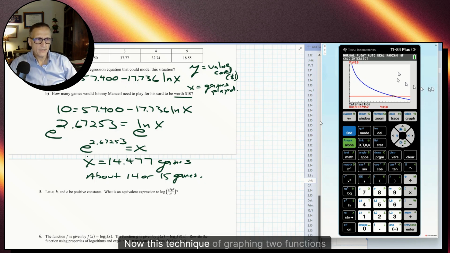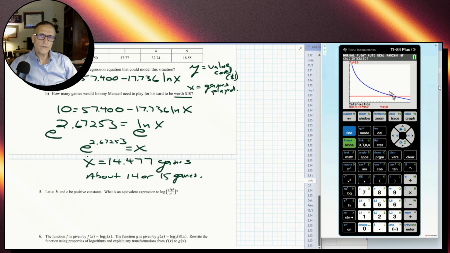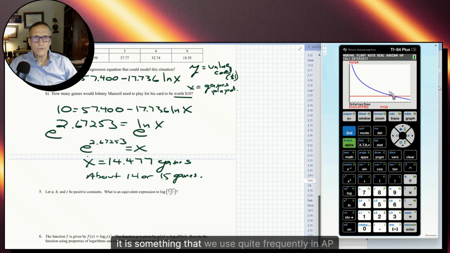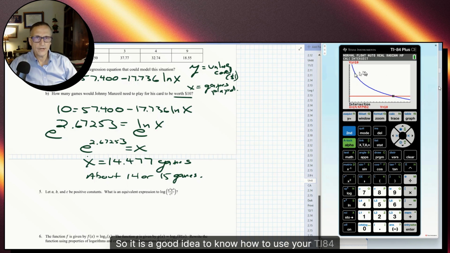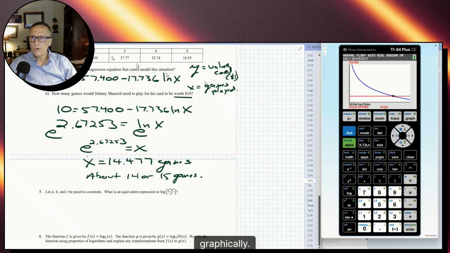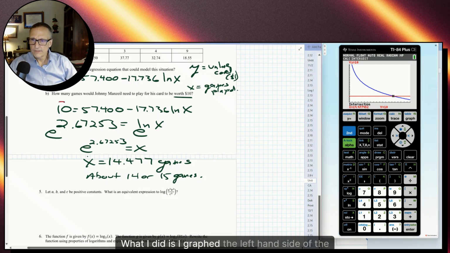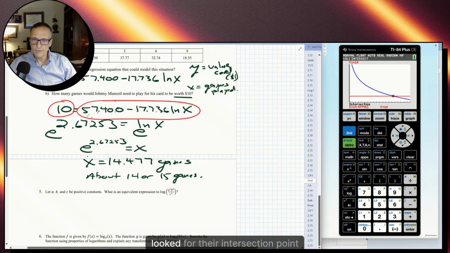There you go. Now, this technique of graphing two functions and looking for their intersection point is something that we use quite frequently in AP Calculus. So it is a good idea to know how to use your TI-84 in this fashion to solve an equation by looking at the intersection of the left and right hand side of the equation. Because think about what I just did here graphically. I graphed the left-hand side of the equation and I graphed the right-hand side, and I looked for their intersection point. And the intersection point is the solution to that equation. All right, let's move on.